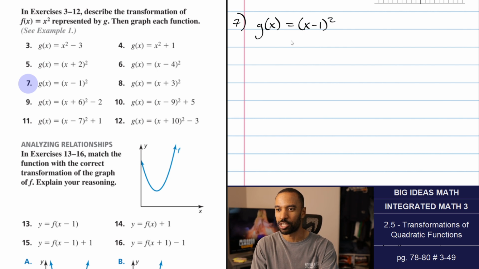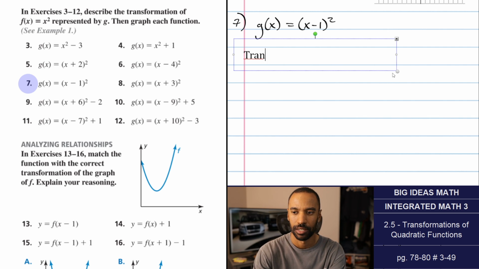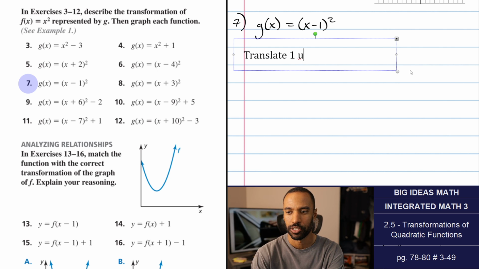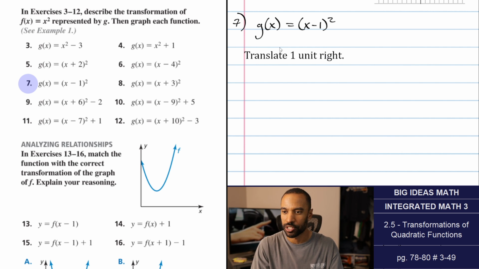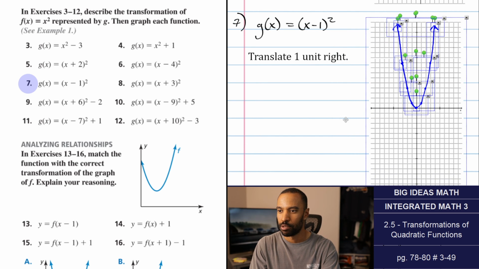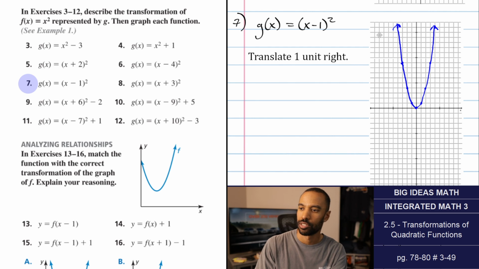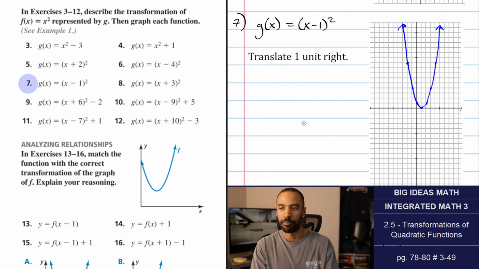So g of x equals x minus 1 quantity squared. Now we're going to translate just 1 unit to the right. Sorry, there's a thing in front of me. I am a much better typer than this. I have to reach around something, and I don't know which key I'm pressing. Anyway, translate 1 unit right. Let's go ahead and take this same thing and take it 1 unit to the right. That is the quickest graph I've ever made.